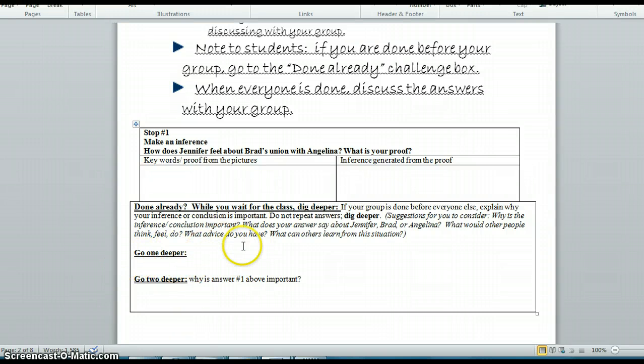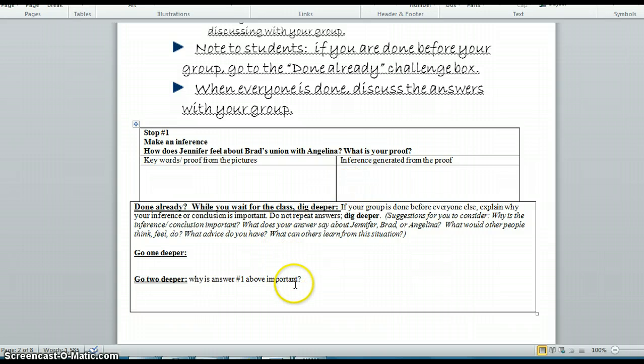So you write this answer. Why is this important? Why is it important to make an inference? That's right here. Go one deeper. Now look at the go one deeper. Why is that important? Go deeper again. So, inference here. Why is that important? Here. And why is that important? Go deeper. Each level should not repeat. This should not be repeated here.